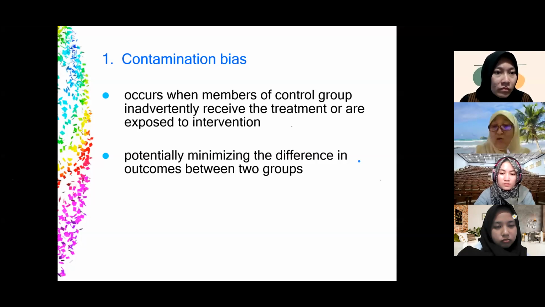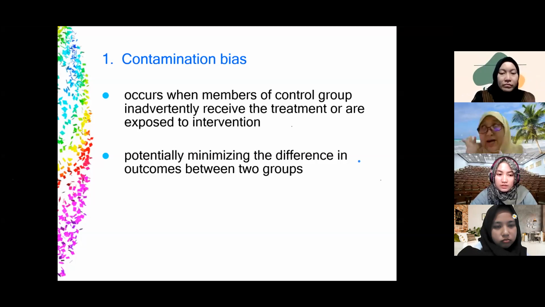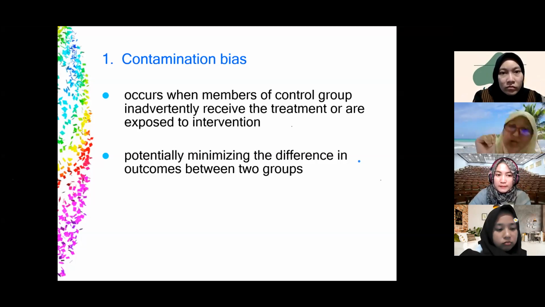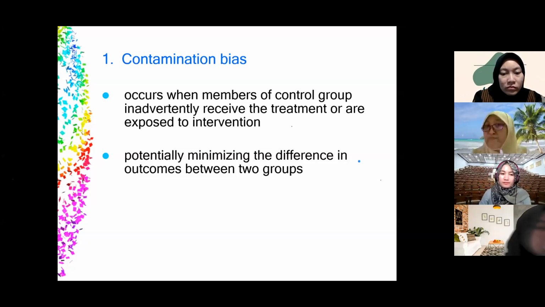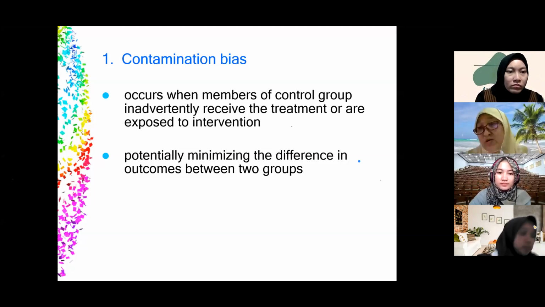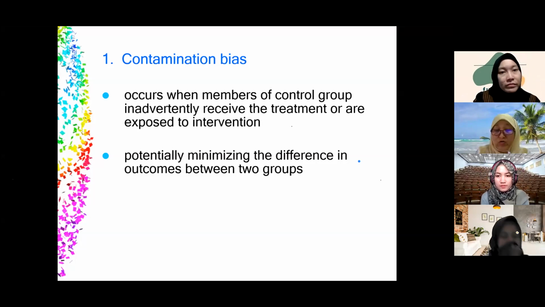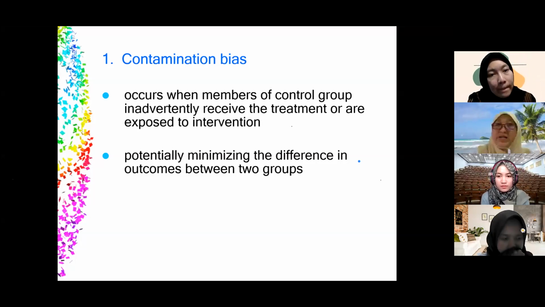However, somehow the people in the control arm, mereka ada dengar radio, mereka juga tengok di TV. Oh, kalau adolescent macam ni. Kalau yang tua kena macam ni. So they actually inadvertently receive the treatment or the intervention as well. That is called contamination bias. So you just look, some people they mention about this. The limitation of the study is contamination bias, because at the same time government is also talking about it.